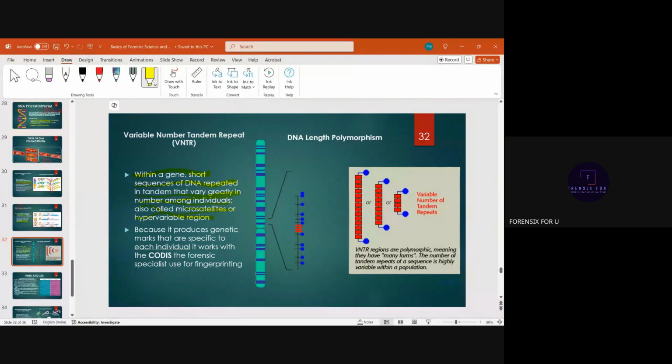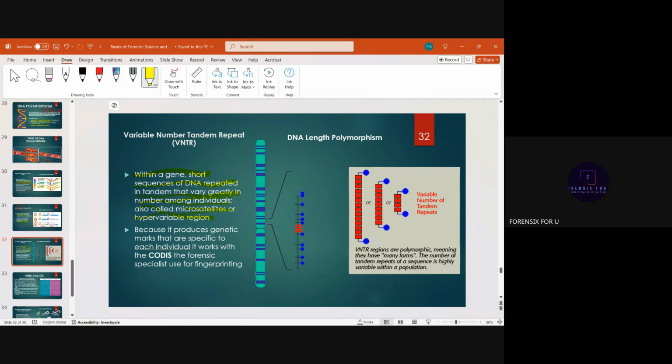If you are having a beat of the music, the drum is playing in a particular pattern, in the same pattern of 2 repeats or 3 repeats after a particular length. In tandem, there are small microsatellites, known as the hypervariable region, that keep repeating in a particular gene. Because of it, it produces a genetic mark that is specific to each individual. And this is used in CODIS for DNA fingerprinting.